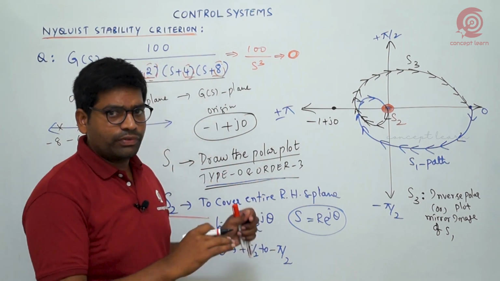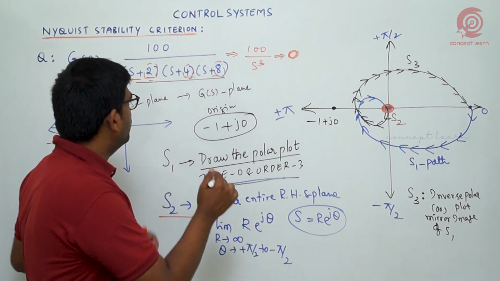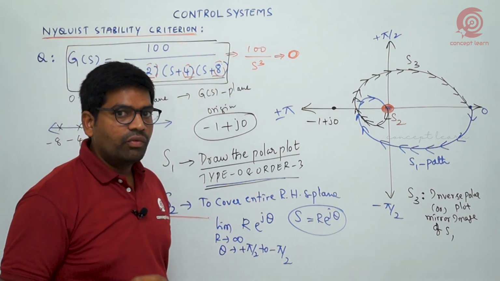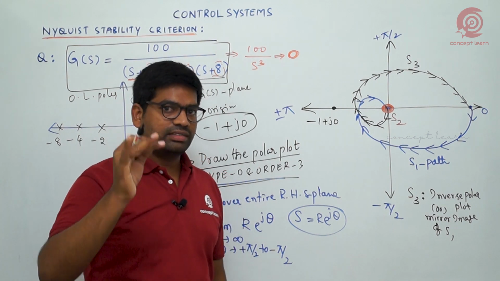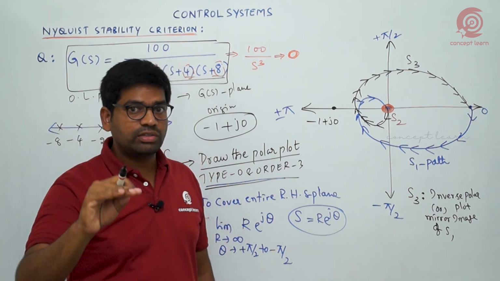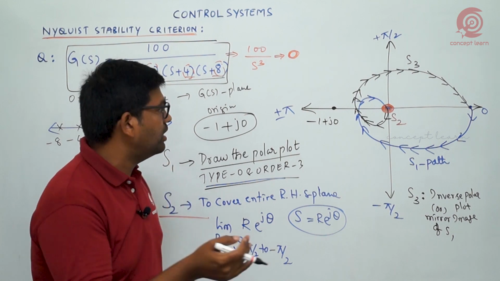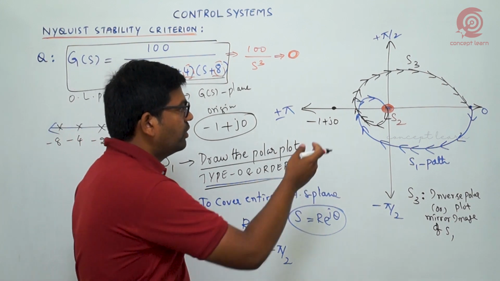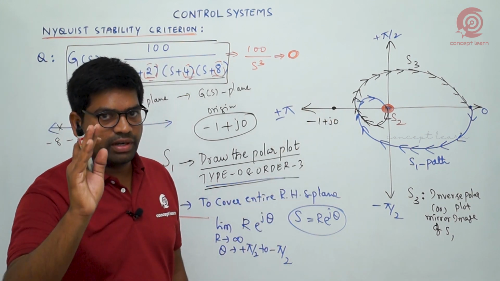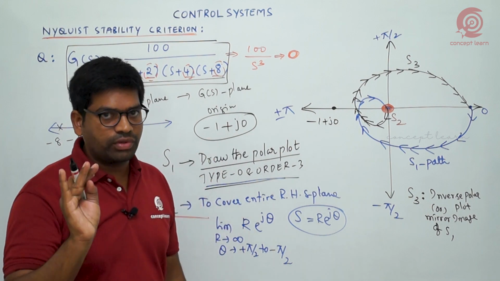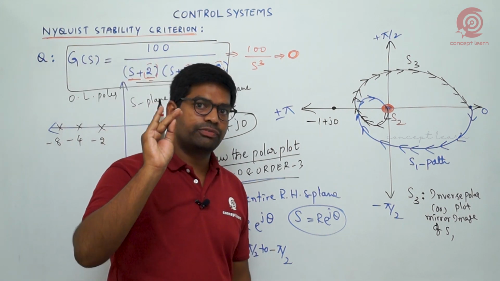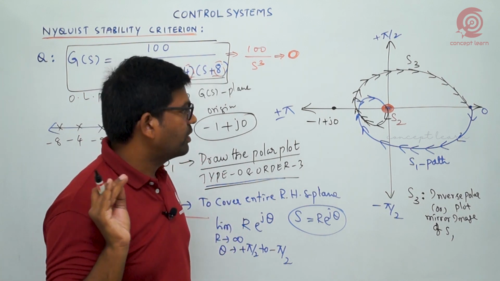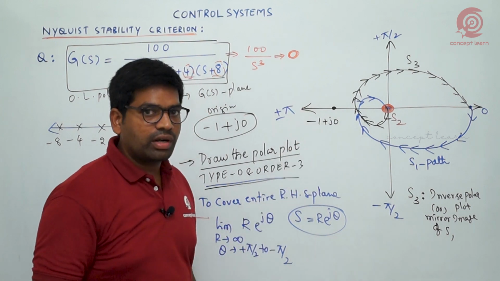Okay. S4 also exists, but based on the given transfer function, S4 doesn't exist for this example. When does S4 exist? When there exists a pole or zero at the origin, only then the S4 path exists. Here there is no pole or zero located at the origin, so there is no S4 when you map into the G of S plane. That is the reason why we are not considering the S4 path. Once again I am repeating, S4 exists only when a pole or zero is located at the origin.